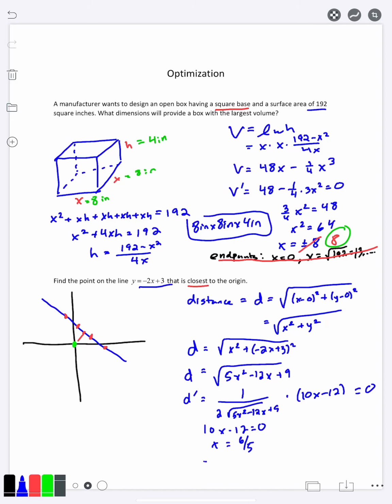And once you find that, you can find out your y here. Negative 2 times 6 over 5 plus 3. And so the point that's going to be the closest is 6/5 and 3/5. And so that is going to be our point here that is the best possibility.